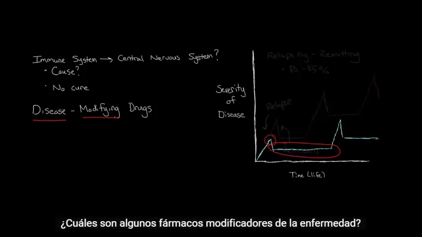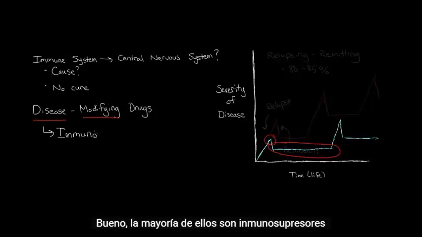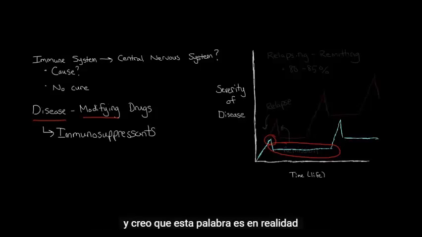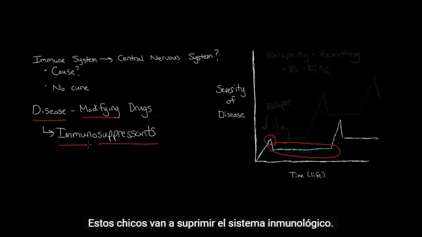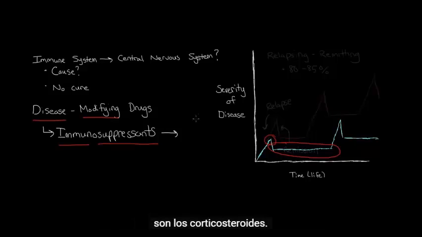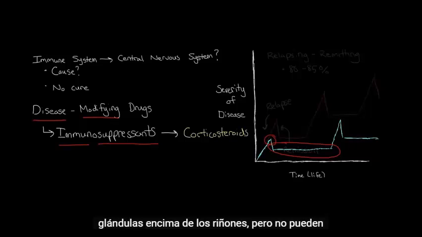So what are some disease-modifying drugs? Well, most of them are immunosuppressants. And I think this word is actually pretty self-explanatory. These guys are going to suppress the immune system. So one example of an immunosuppressant are the corticosteroids. These are steroid hormones that are actually released by the adrenal glands above your kidneys. But they can also be given to a person as medication.